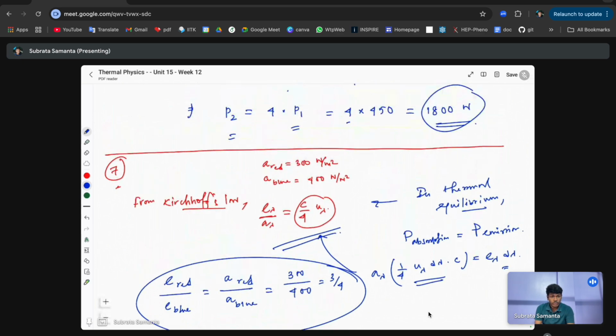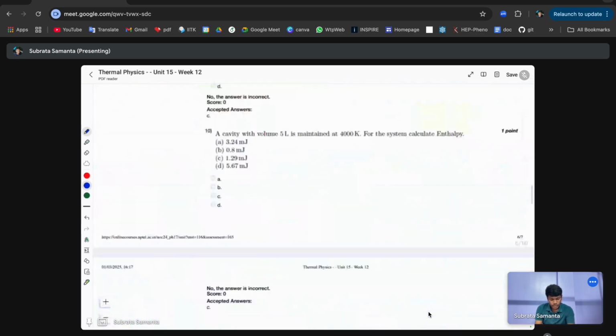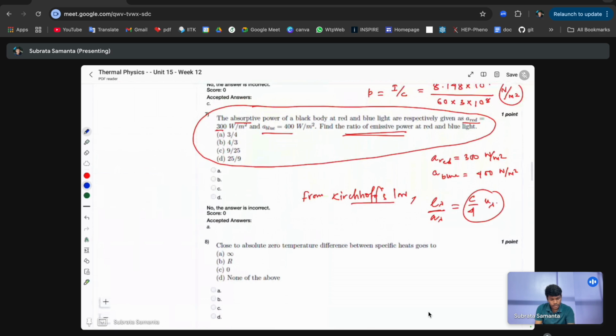So in the problem, you have to find the ratio of emissive power at red light and blue light, right? So it's 3 over 4. So it's proportional to your emissive power. So absorptive power is proportional to emissive power. Yeah, any question?